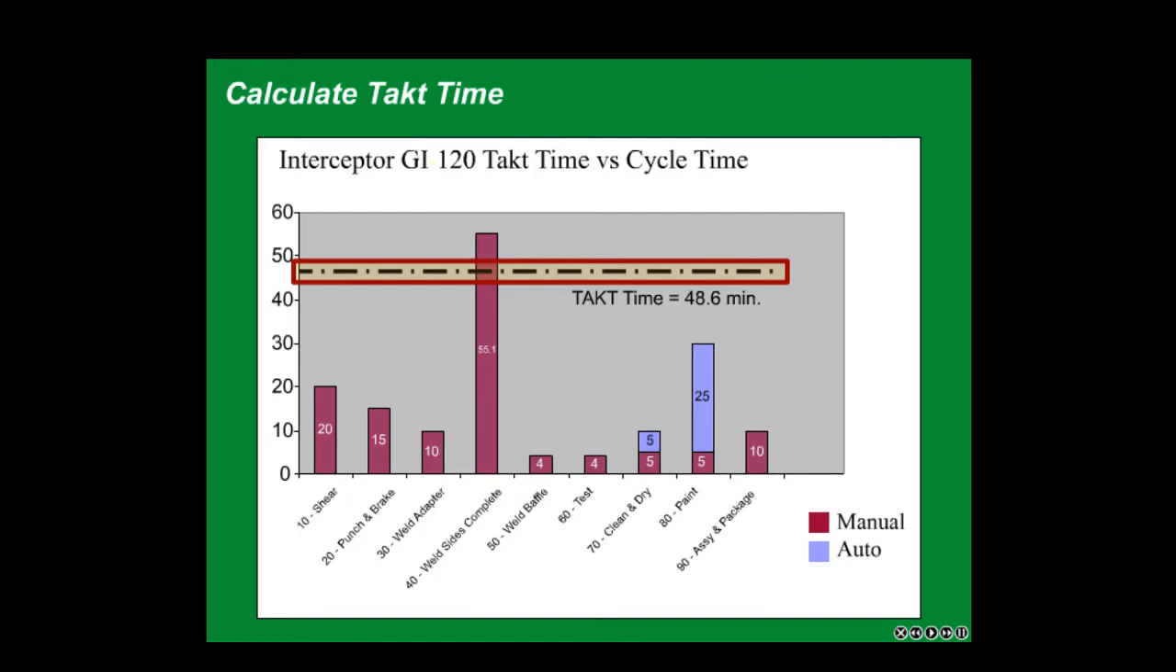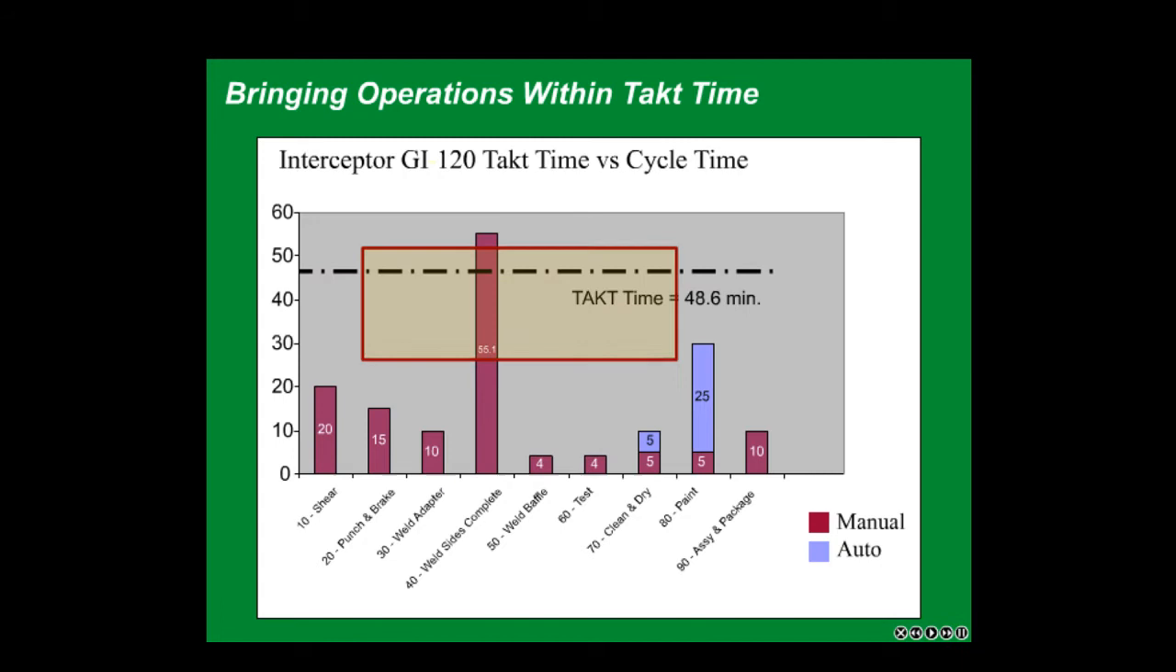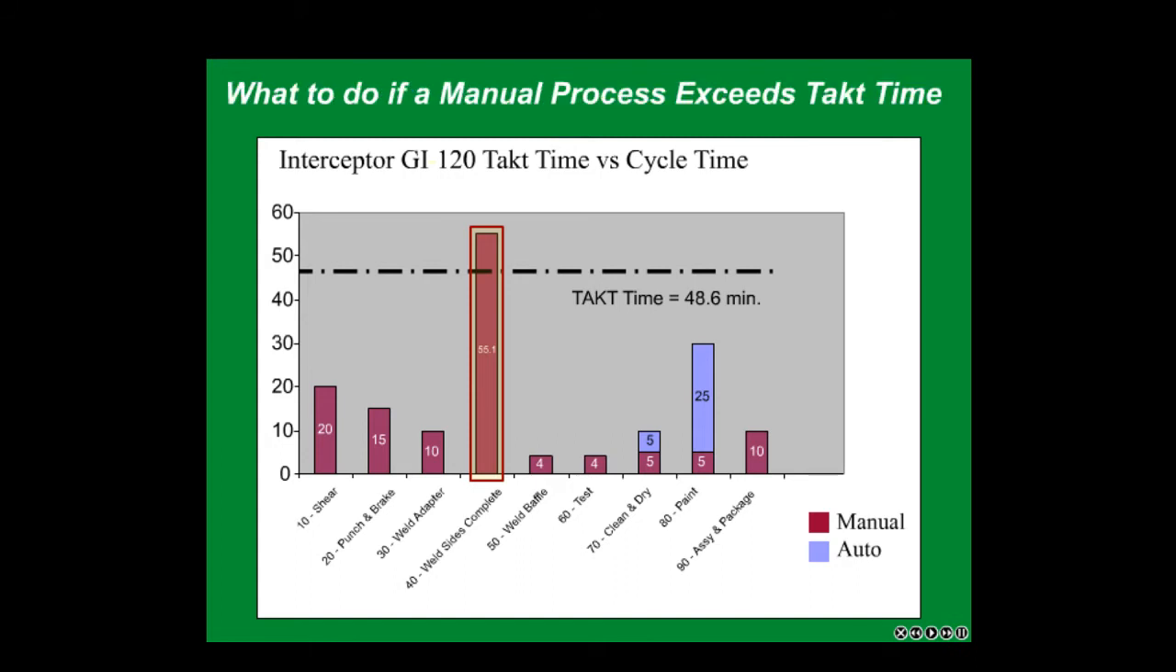Let's look at the constraint for this cell: the bar that extends above the takt time in operation 40, weld sides complete, and see how to bring it below the takt time. Bringing operations within takt time. If you have a task that exceeds takt time, there are several ways to break this constraint. The preferred method depends on whether the constraining operation is manual or automated and should consider the cost of implementing the solution. What to do if a manual process exceeds takt time?